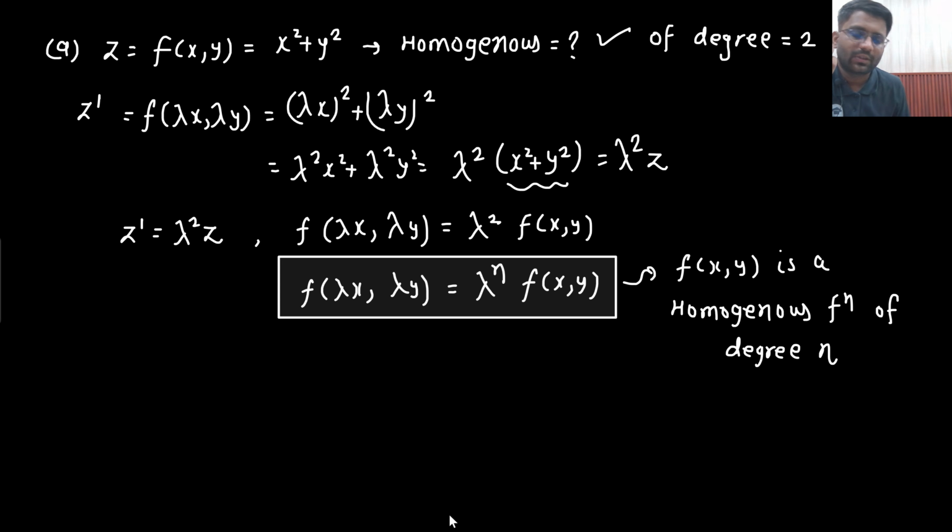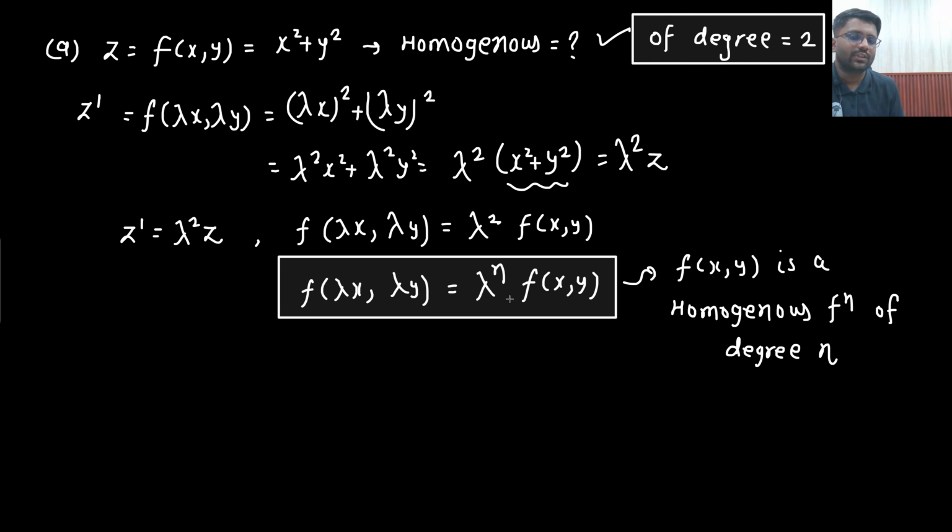Whatever power comes out, that we need to check. There is no shortcut method. We will follow this method only: put lambda x, put lambda y, and see what power is coming out. And it is not always necessary that a power would come out.